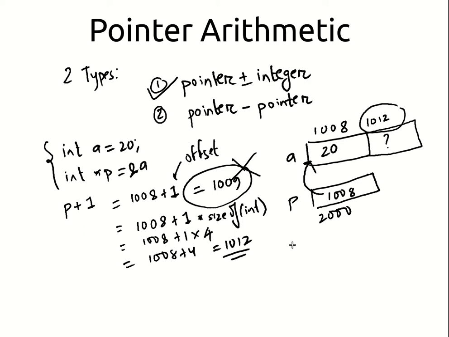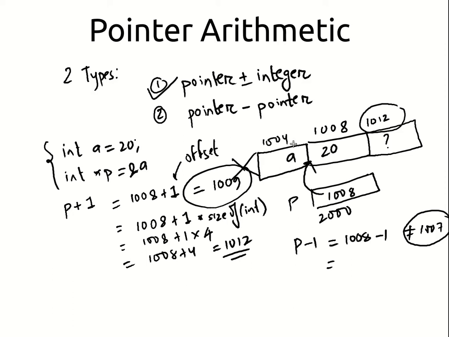Similarly, I can also subtract an integer from a pointer. So if I do p minus 1, what I get is 1008 minus 1, which is again not equal to 1007. I'll get the address of the previous integer variable. So this one, the previous integer location, right? The address for this one would be 1004. So how do I get this 1004? I'll do 1008 minus 1 into size of integer, which is 4 bytes. So 1008 minus 4 is 1004. So this is how the first one is done.